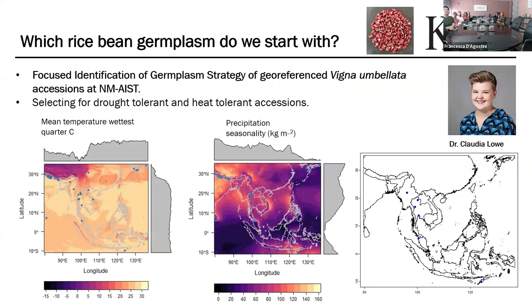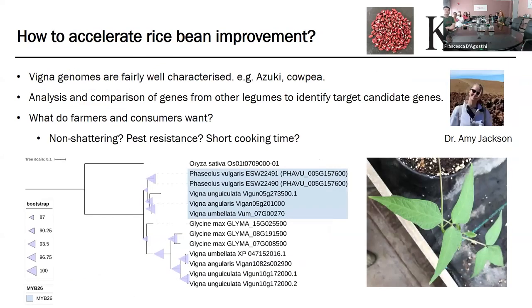And then back to Claudia's work, we're getting these accessions through FIGS, trying to find where they come from, where they were collected, and what correlates with the hottest, driest zones, and then testing that either in controlled environments or in the field. Similarly, we want to know what we can change, and Vigna is luckily a well-studied genus, and there are various Vigna genomes out there, including the rice bean itself, and so we can target particular traits and their underlying gene candidates to modify those traits either through gene editing or through traditional crossing, etc.